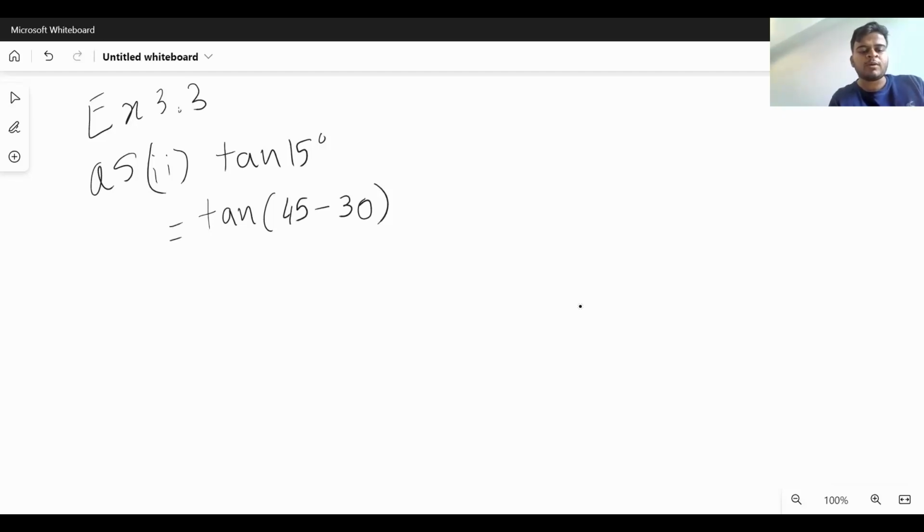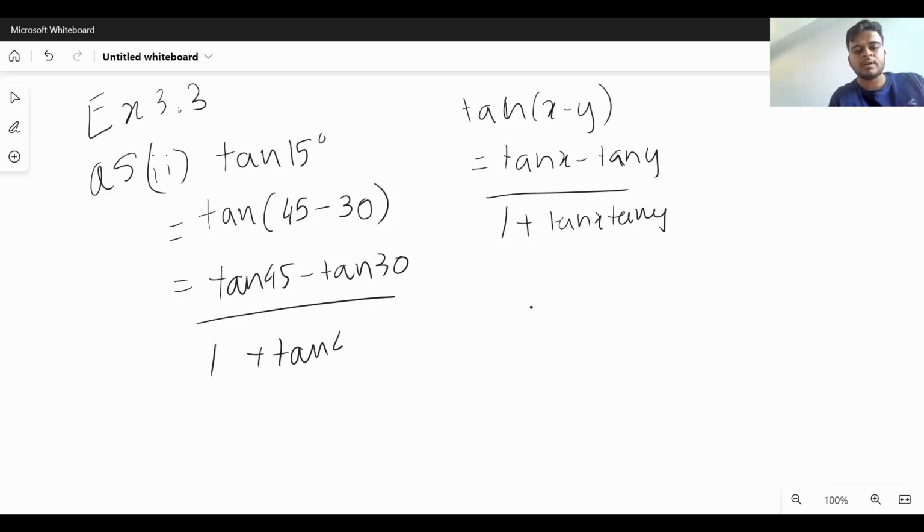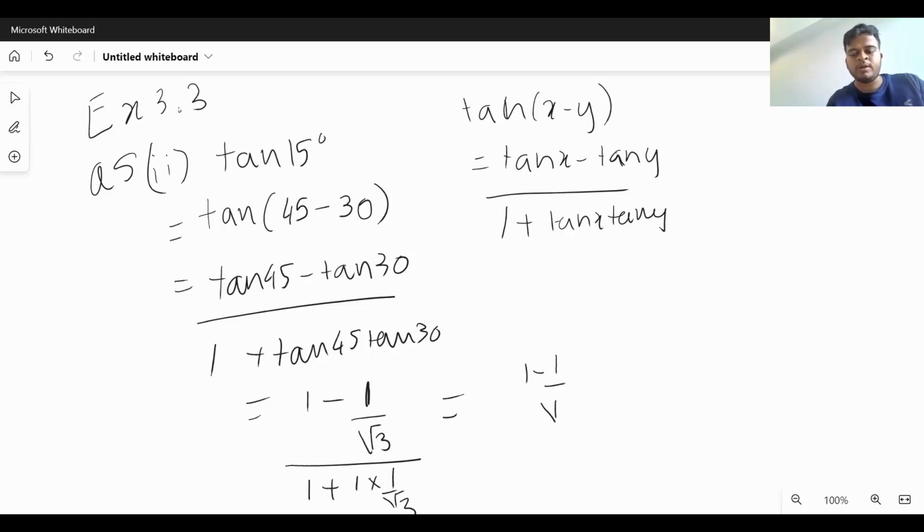When I have an expression in this format, I need to know the expansion of tan x minus y. If you open an NCERT, you'll even find derivations for this. For the sake of time, we won't go into the derivation of tan x minus y, but that is just equal to tan x minus tan y over 1 plus tan x tan y. Correct? Forgive my handwriting. Now when I plug in the values of 45 and 30 here and solve further, I get 1 minus 1 over root 3 upon 1 plus 1 over root 3.